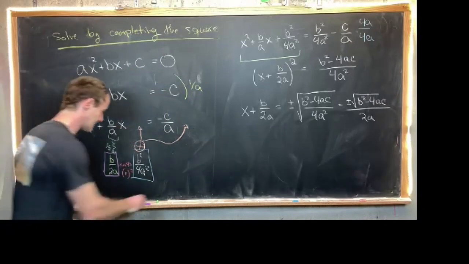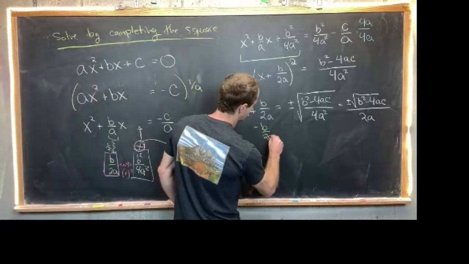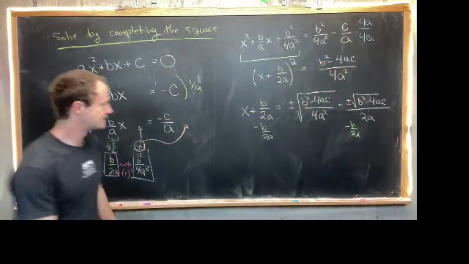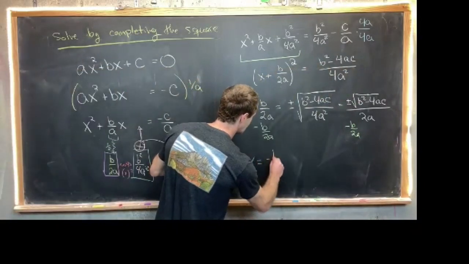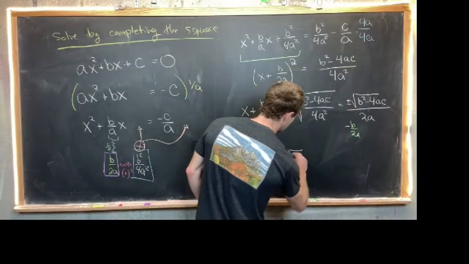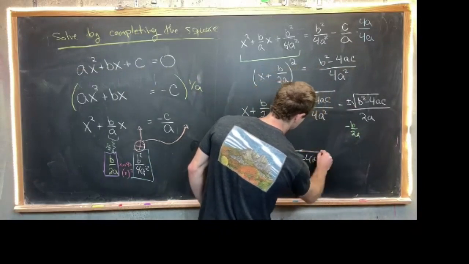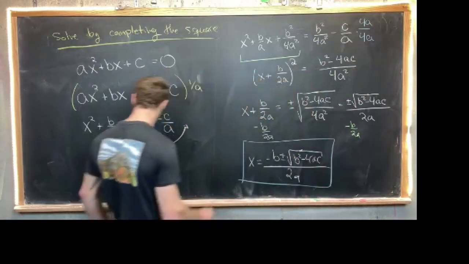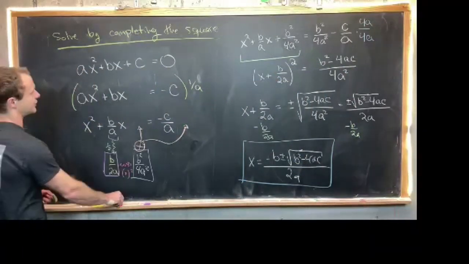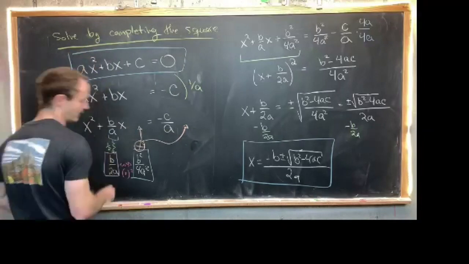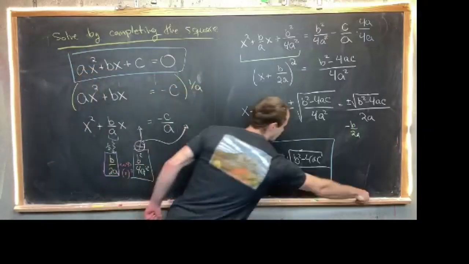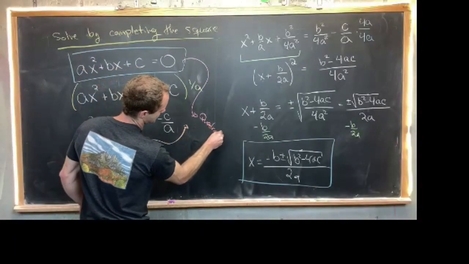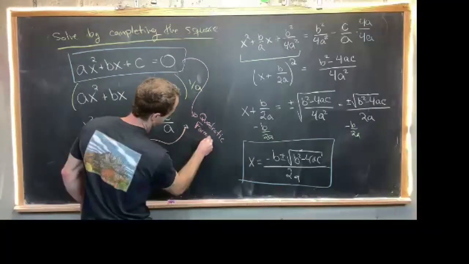And now we can subtract this b over 2a from both sides. Notice we already have a common denominator for those fractions. So that gives us x equals negative b plus minus the square root of b squared minus 4ac all over 2a. And this is, hopefully from an algebra class somewhere in your past, the quadratic formula. So let's note that: quadratic formula.